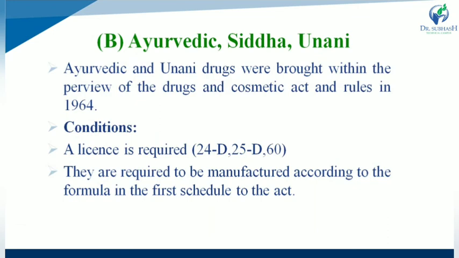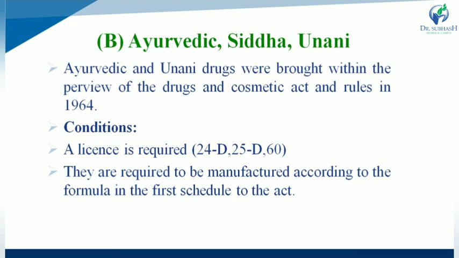Second one, Ayurvedic, Siddha and Unani. Ayurvedic and Unani drug products were brought within the purview of the Drugs and Cosmetics Act as well as its rules in 1964. What are the conditions for Ayurvedic, Siddha and Unani? A license is required in form number 24D, 25D and 26D, and they are required to be manufactured according to the formula in the first schedule to the Act.